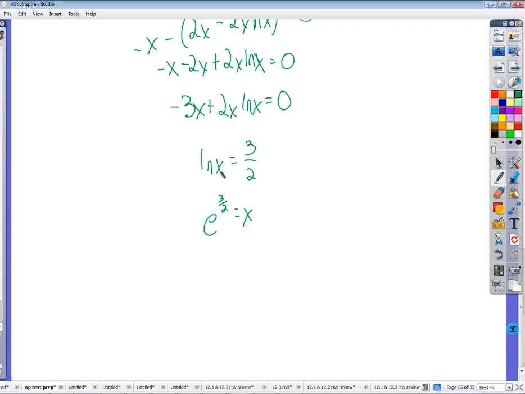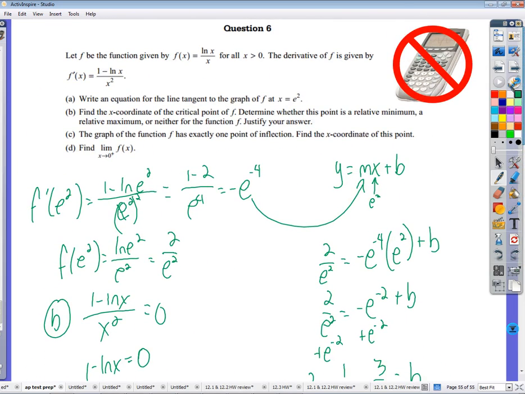There's only one candidate for point of inflection, which is e to the 3 halves. We didn't come up with two solutions here. So e to the 3 halves must be the point of inflection, or at least the x value of the point of inflection. And that's what they asked for. Right? Find the x-coordinate at this point.